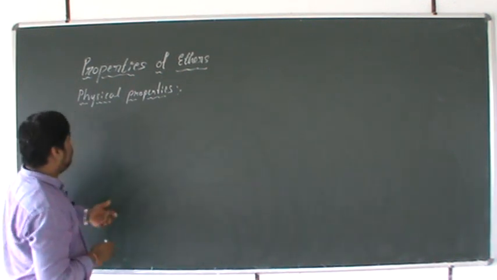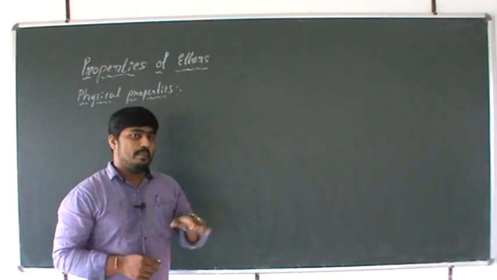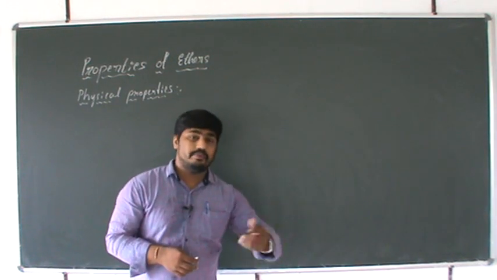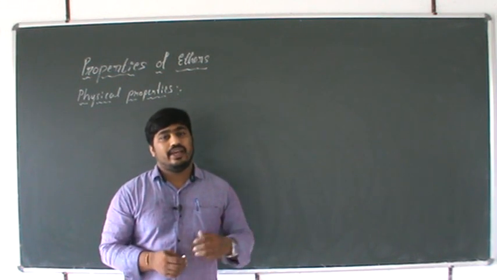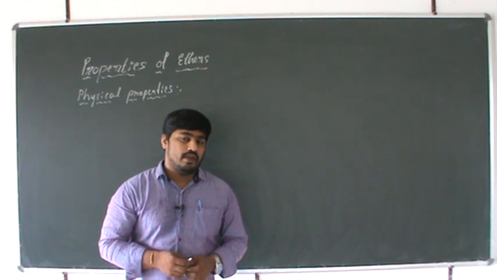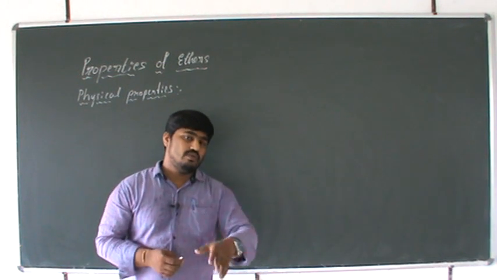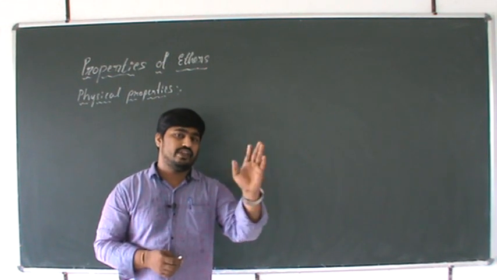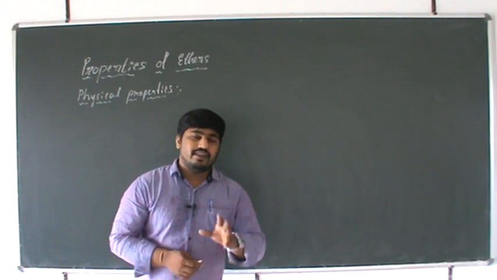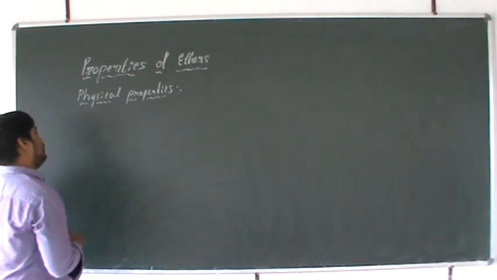Now, how does the boiling point of ether vary compared with the corresponding other groups of molecules like alkanes, alcohols, etc.? How does the boiling point of ether vary with alcohol, and how does it vary with alkane? I am considering a few examples for explaining the physical properties of ether.